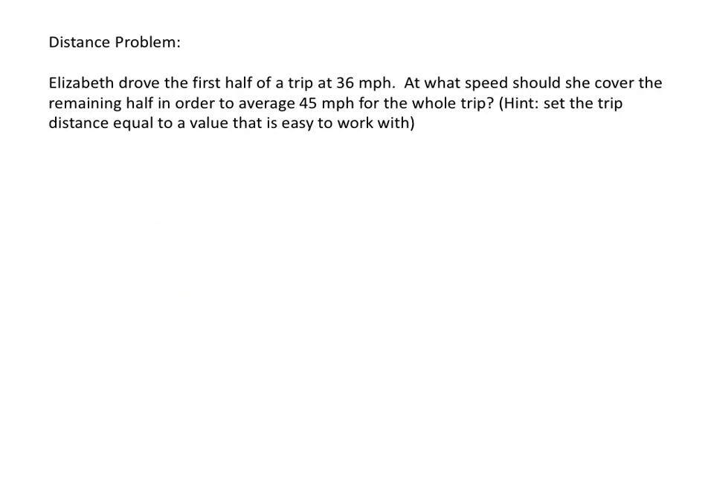Now we're seeing a distance problem. You guys saw some of these already. For all distance problems, you need to remember distance is equal to your rate or your speed times time. So we're driving the first half of a trip at 36 miles an hour. We need to finish the trip at something so that we've averaged 45 miles an hour for the whole trip. The hint here is set the trip distance equal to a value that's easy to work with. So what I do is I actually set up a chart for this. So I say distance is equal to rate times time.